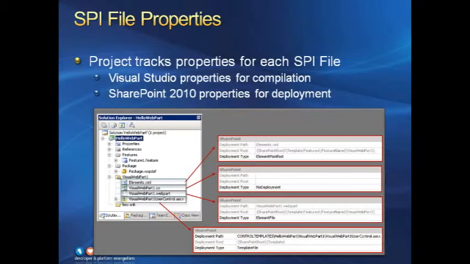Now, the real magic that makes the SPI such a great abstraction to make SharePoint development easy is that each one of the files inside of an SPI tracks what type of deployment it requires. For instance, if you look down at this visual web part, you're going to see that it has an elements.xml file. That's an element manifest. So that has to go into one of the project features, and it's going to basically have a definition of declarative elements that need to be provisioned during feature activation.